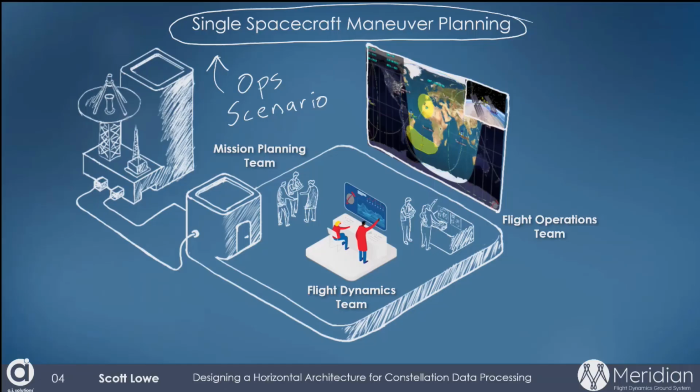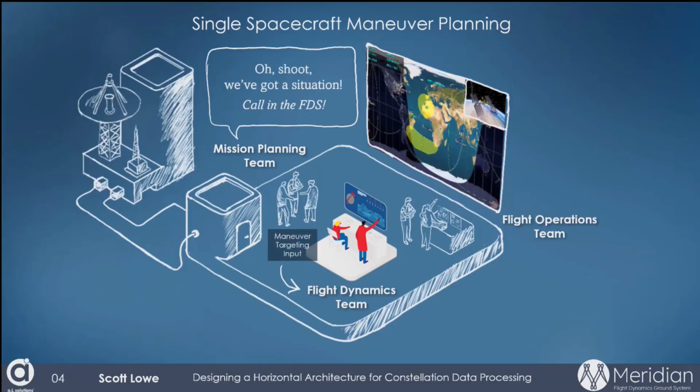All right, so in this scenario, we would have the mission planning team say, hey, FDS, we've got a situation, we really need to plan a maneuver. So the mission planning team will give our flight dynamics team a maneuver target input, and that'll have all of the information that we need in order to target a maneuver and get the spacecraft to fly in the way that we need it to fly.